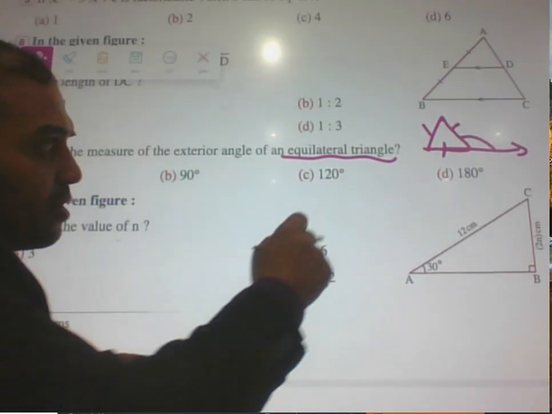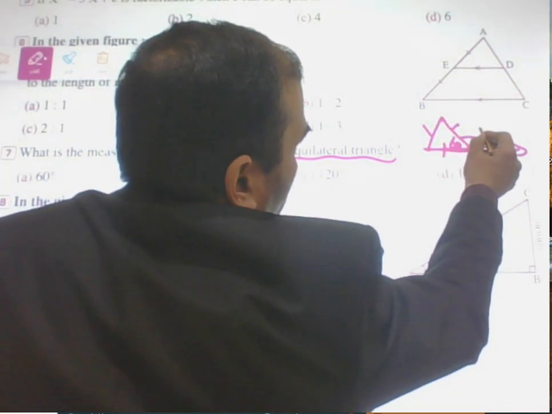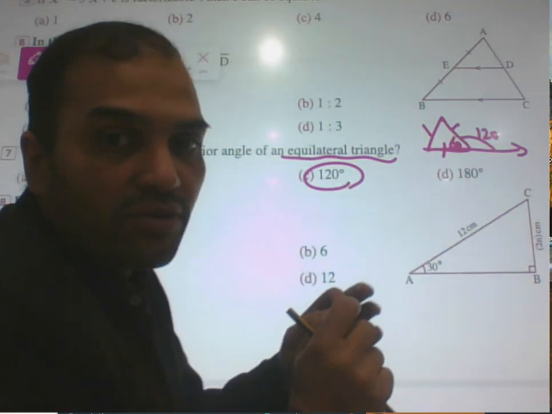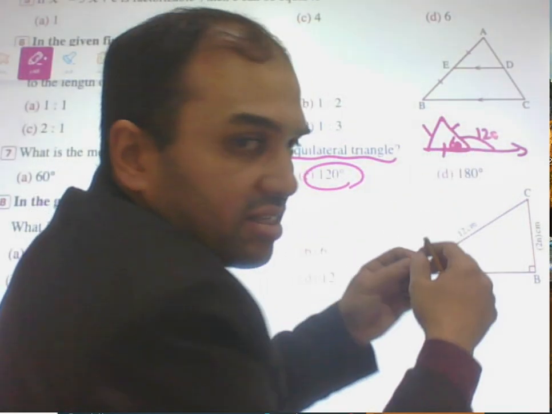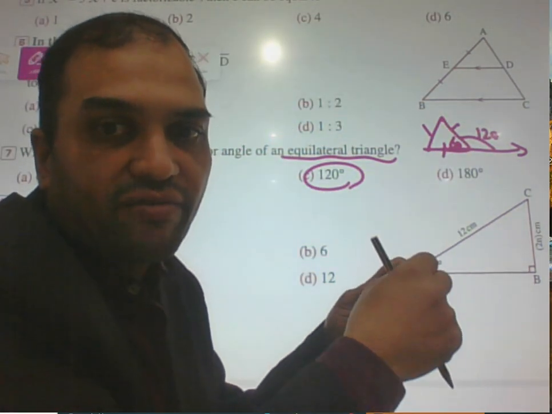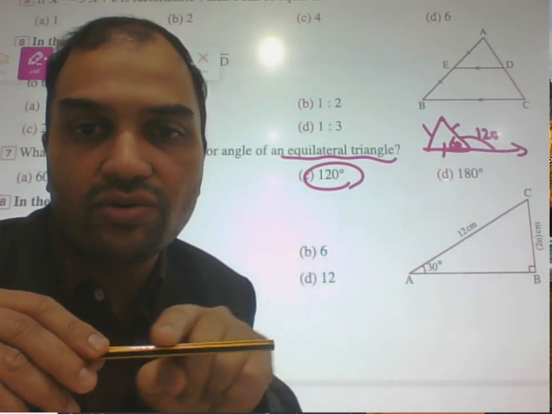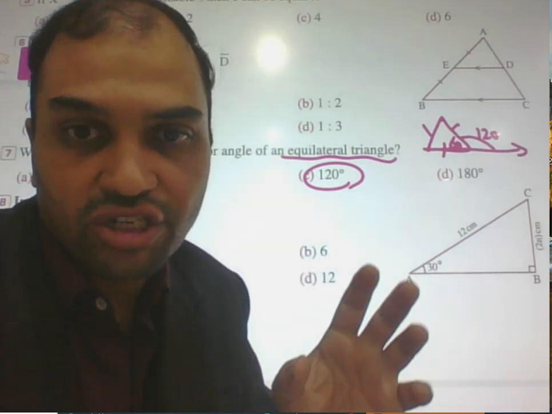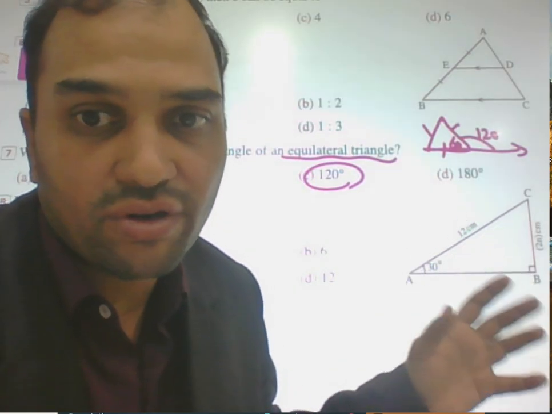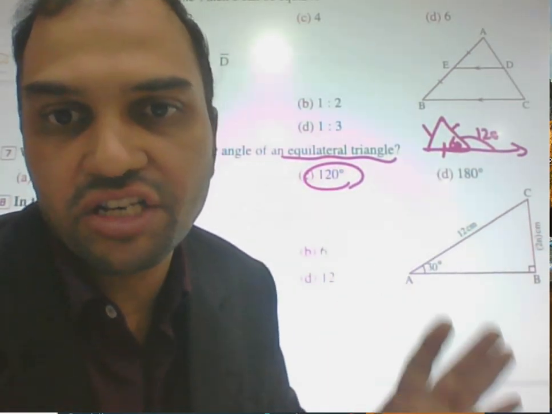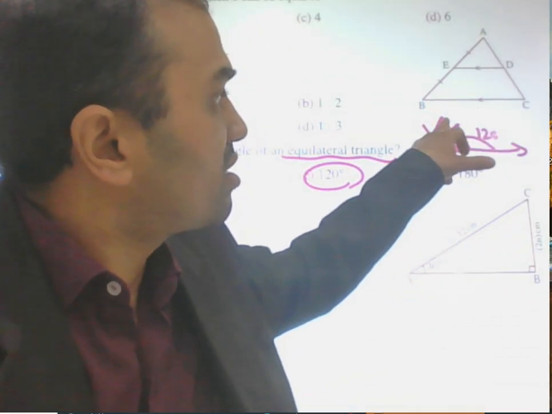Okay? 60 here, and this will be 120, because this angle we call exterior, and the sum of two adjacent angles in a straight line will be 180. We have a straight line. The measure of a straight line equals 180. Also, the exterior angle is 120 because the exterior angle equals the sum of the two interior angles not adjacent to it. Then 120 equals 60 plus 60.